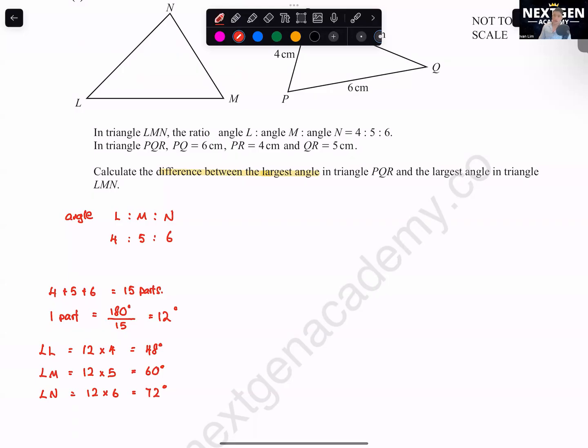Okay, do you need to calculate all of it? Actually, don't need. You just need to calculate the biggest one. Okay, but I just calculate so that you all understand here. So here you will get 48 degrees, 60 degrees, and 72 degrees. Okay, just double check it. You add all 3 up, should give you 180 degrees. So the biggest angle that we will get is 72 degrees.